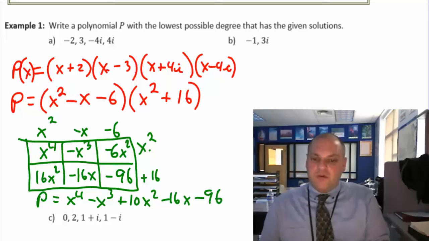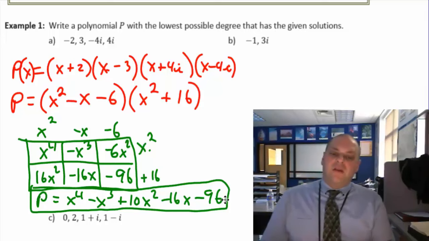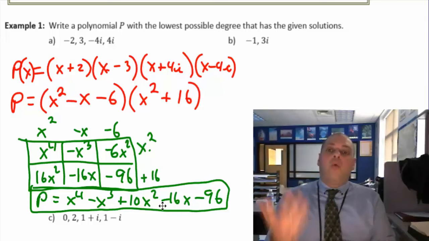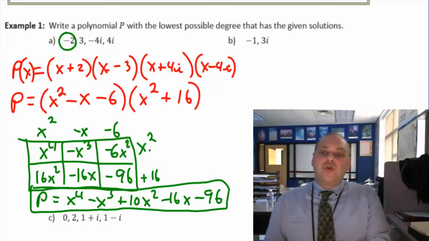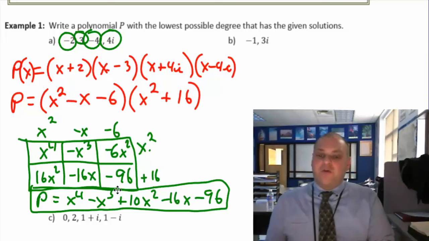If you don't put the placeholder in, it's okay for multiplication. Division's where you get into trouble. All right, and then there it is. So there's our polynomial, 4th degree. It's got to be 4th degree. Why? 1, 2, 3, 4 roots. Got to be a 4th degree. X to the 4th. See that?